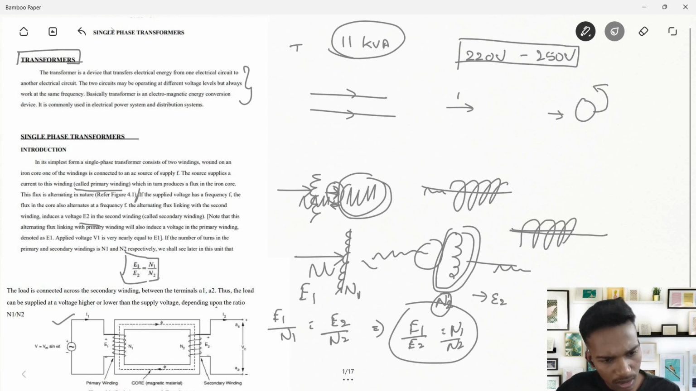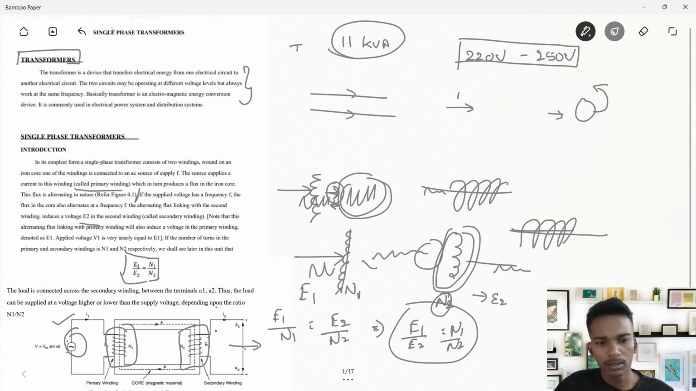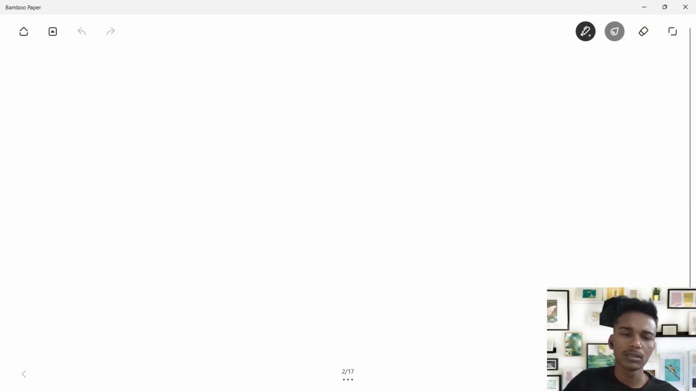See, here we have N1 coils. It's the primary winding. We call it primary winding. Here is the secondary winding. Here we are applying some voltage or current to it, and we are taking out the load from here. These are the output terminals, and the load will be applied between A1 and A2, and we will use it for our use cases. That's it. This is a basic introduction about transformers.